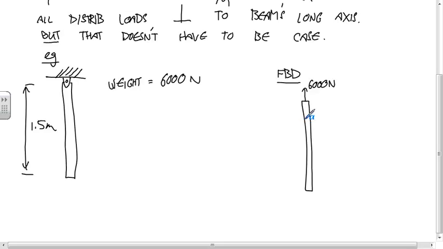But what would this weight force be doing? Well, the way that we tend to treat it so far, in statics problems, is we tend to think of it as concentrated at the center of mass. But if we're calculating the stresses, we have to treat it as a distributed load. So what this really is, is a downward distributed load of 6,000 newtons divided by 1.5 meters. So you end up with a distributed load like this of 4,000 newtons per meter.